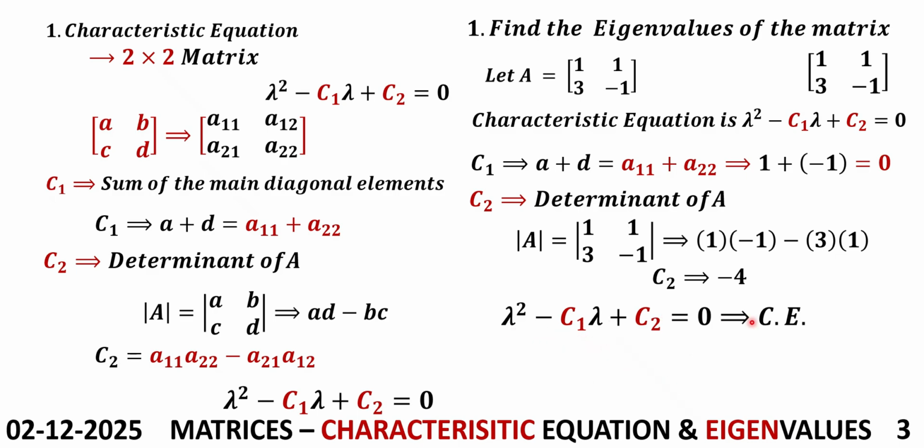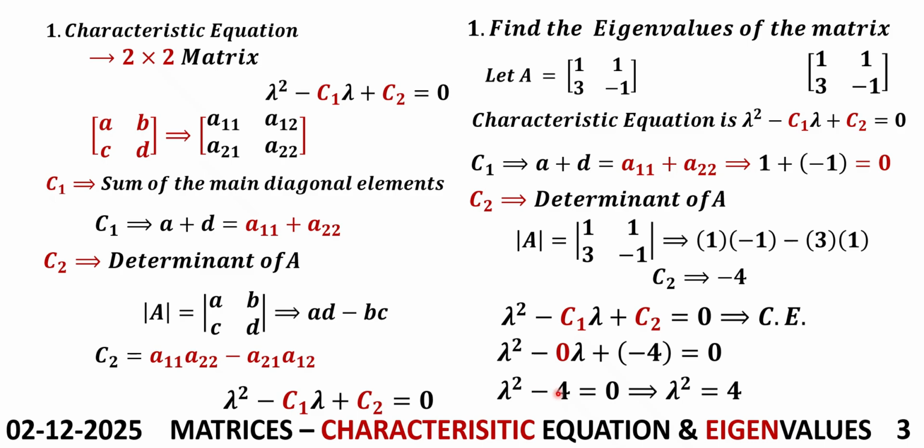Now we substitute these values in the equation lambda square minus C1 lambda plus C2 equal to 0. The obtained value of C1 is 0 and C2 is minus 4. So lambda square minus 0 lambda plus minus 4 equal to 0. 0 into anything becomes 0, so we get lambda square minus 4 equal to 0, or else we can write lambda square is equal to 4. Now on taking the square root on both sides, we get lambda is equal to plus or minus 2.